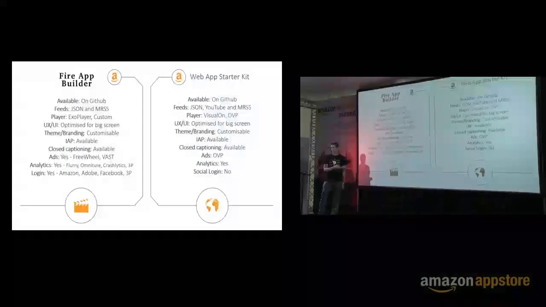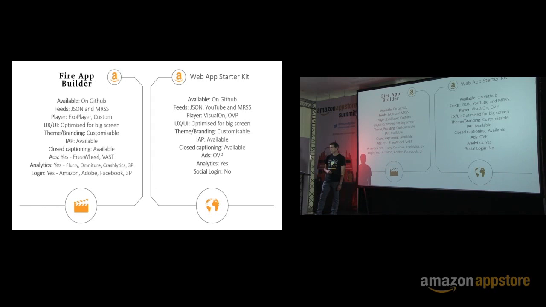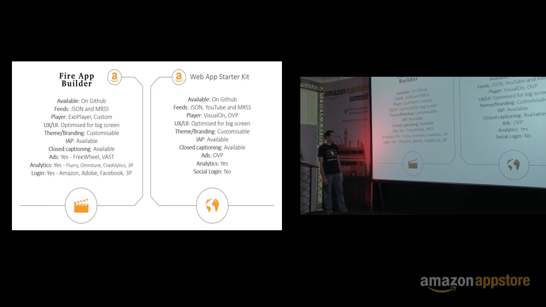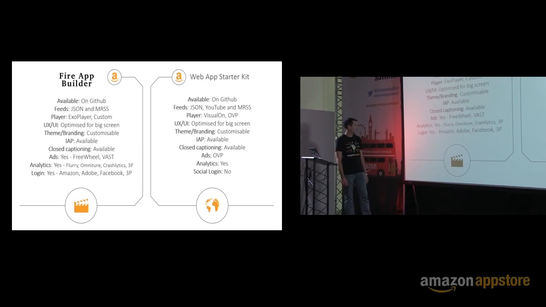The Web App Starter Kit is built for people that are more comfortable with web technologies, want to customize in CSS, and want to use those tools. There's also many online video platforms that support web only, so the Web App Starter Kit's a great option for that. The Fire App Builder, as I mentioned, is Java-based, so if you're a Java developer, you want to use Android Studio, you want to extend the code in that way, the Fire App Builder is a good solution for you. And if you're interested in these modules, that will support these out of the box. So more advertising options, analytics options, and logging with Amazon, purchase with Amazon, those type of things are available with the Fire App Builder.